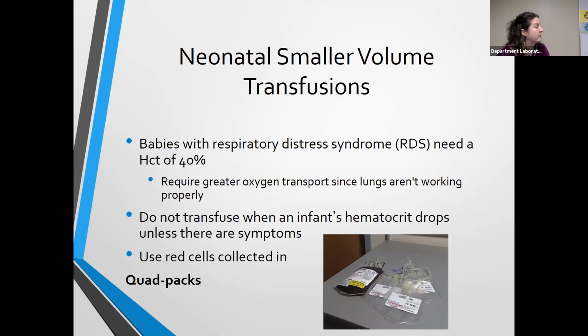Babies who have respiratory distress syndrome, so they need a higher amount of oxygen, they also will be transfused as well. It's just because their lungs are in stress trying to work.